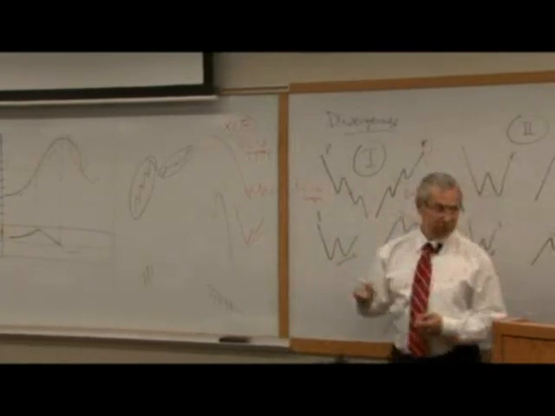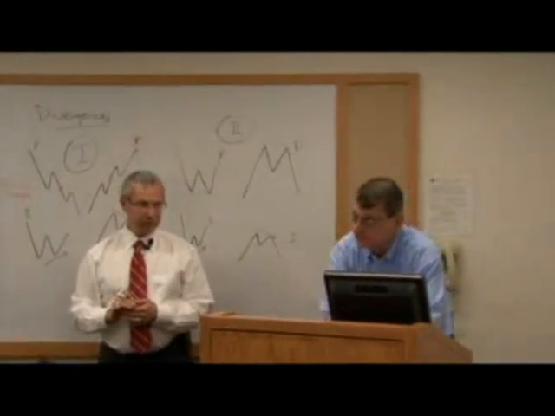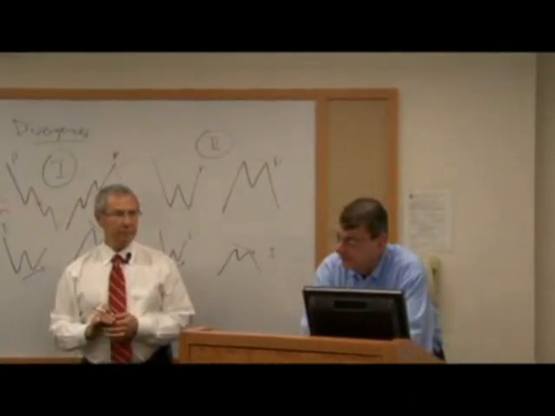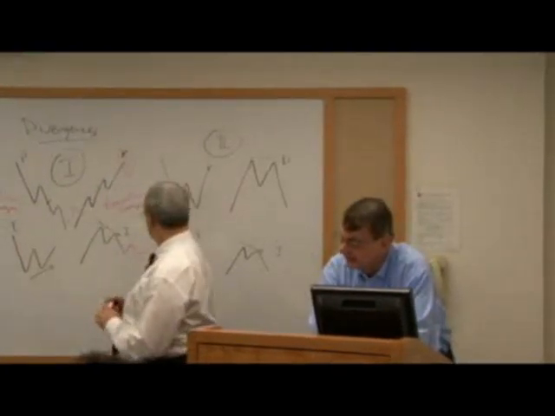Let me emphasize the point. You can only have a bearish divergence from an indicator if the trend in price is up, and you can only have a bullish divergence from the indicator if the price is down. Right?